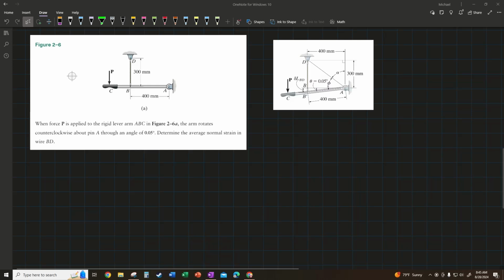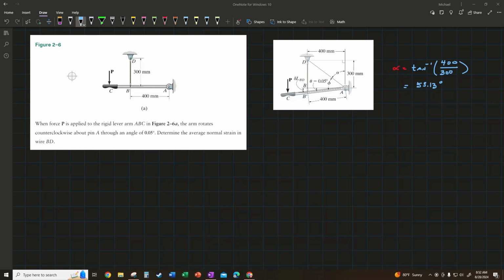We could break this geometry down as shown here, and we're going to do a real detailed analysis this way. Initially here, we're going to look at this angle alpha, and we see here that alpha is essentially the arc tangent of the 400 millimeters over the 300 millimeters. And that equals 53.13 degrees.